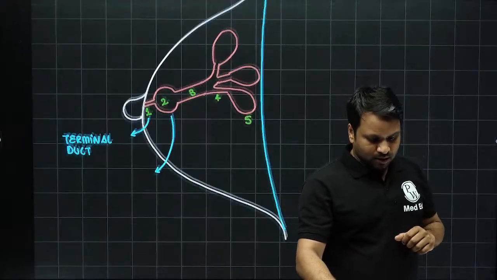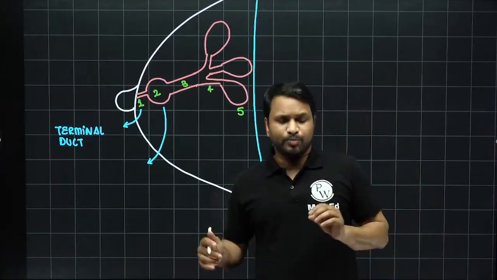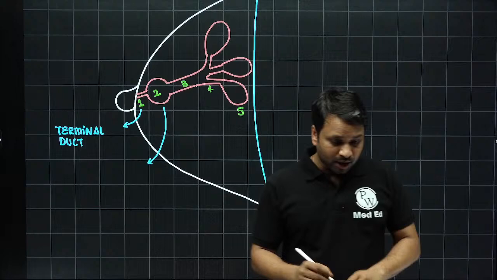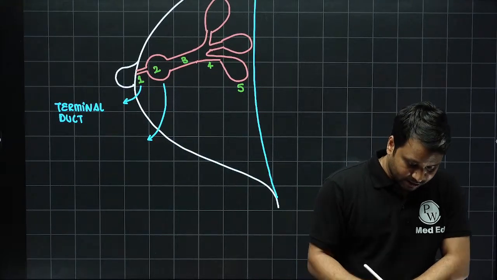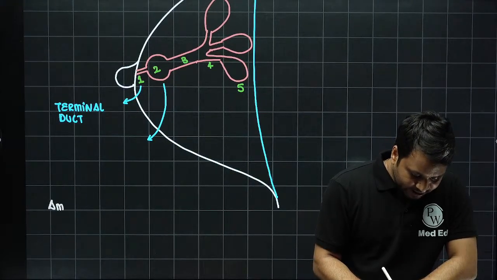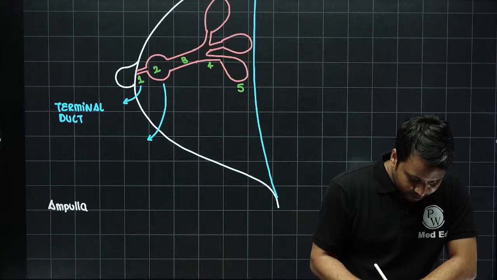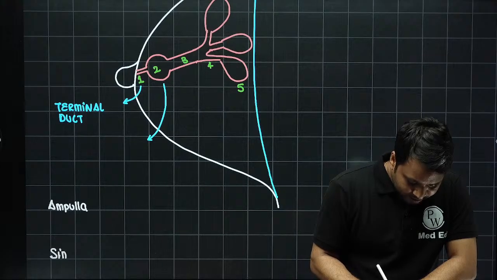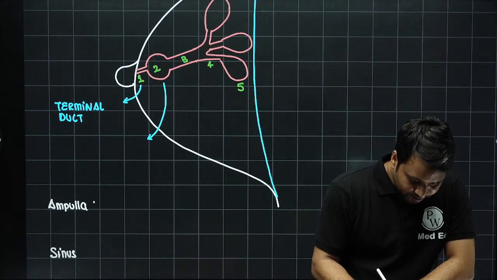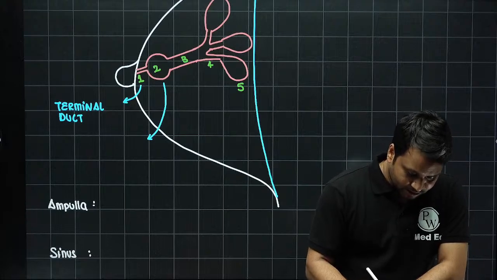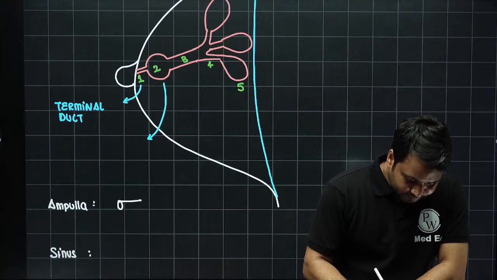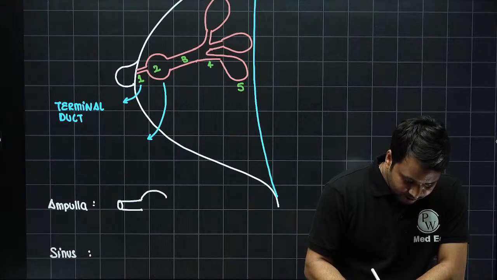So what is this? Usually you will get confused between whether you will call it an ampulla or shall I call it a sinus. So I need to know what is the basic difference between an ampulla and a sinus. When you say an ampulla or sinus, you see there is a duct, there is a dilatation, and then it continues with the duct.